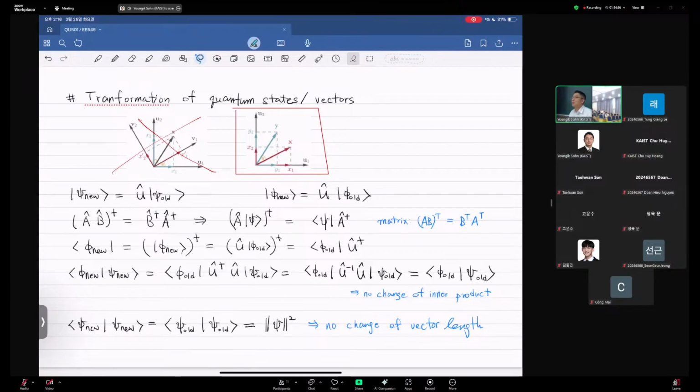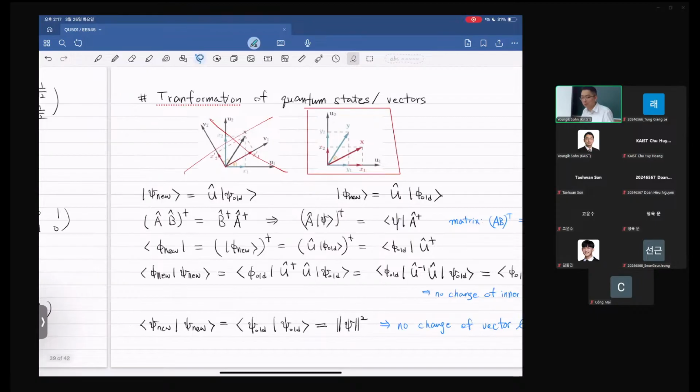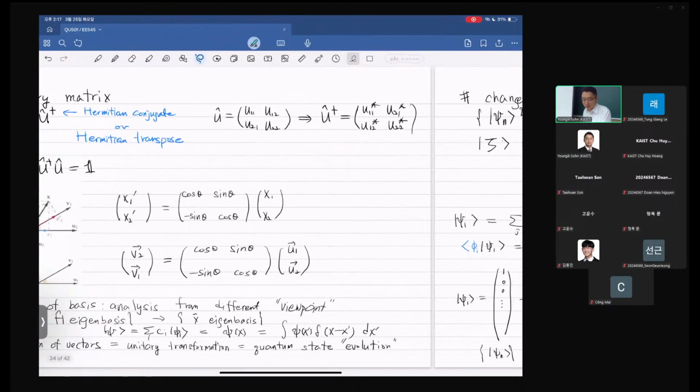Right, so let me repeat the question. The student just asked, there are two different ways of thinking, right? Changing basis and actually changing the quantum state itself. And he was asking, is it correct to say that a unitary matrix is being applied to both? The answer is yes, and they have to be unitary transformations for both. You cannot do something else. A unitary matrix is for both applications.